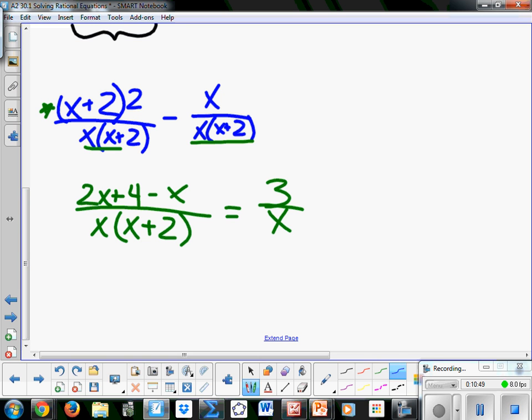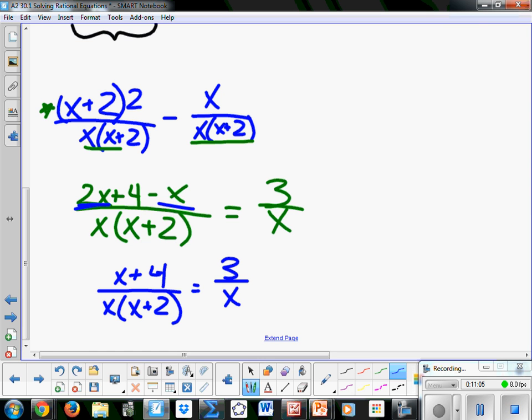Okay, so if we simplify this piece here, we end up with x plus 4. So we combine our like terms, our 2x and negative x, so we end up with (x plus 4) over x times (x plus 2) equals 3 over x. So now in order to cancel our denominators, we do see that there's an x here and an x here. But we also have the x plus 2, so we have to multiply both sides by x times (x plus 2).